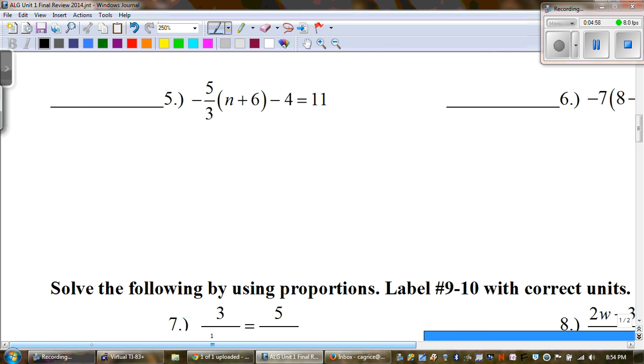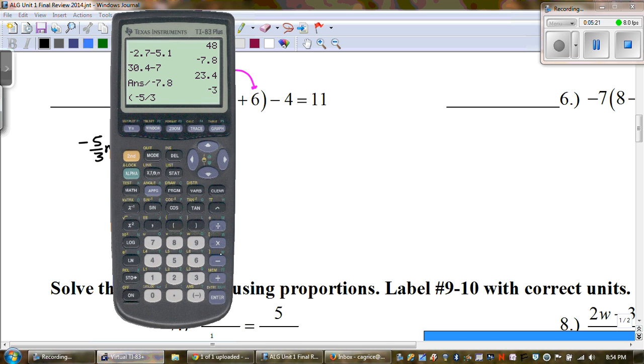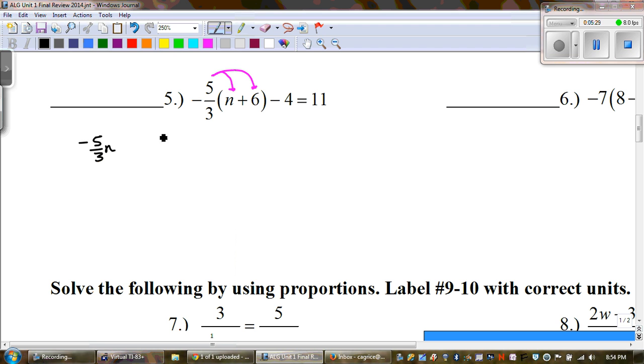All right, number 5. So the first thing we're going to do with number 5 is we're going to distribute. Okay, so we have negative 5 over 3 times n, and then we've got negative 5 over 3 times, that's a positive 6, oops, and we get negative 10. So negative 5 over 3 n minus 10 minus 4 equals 11.